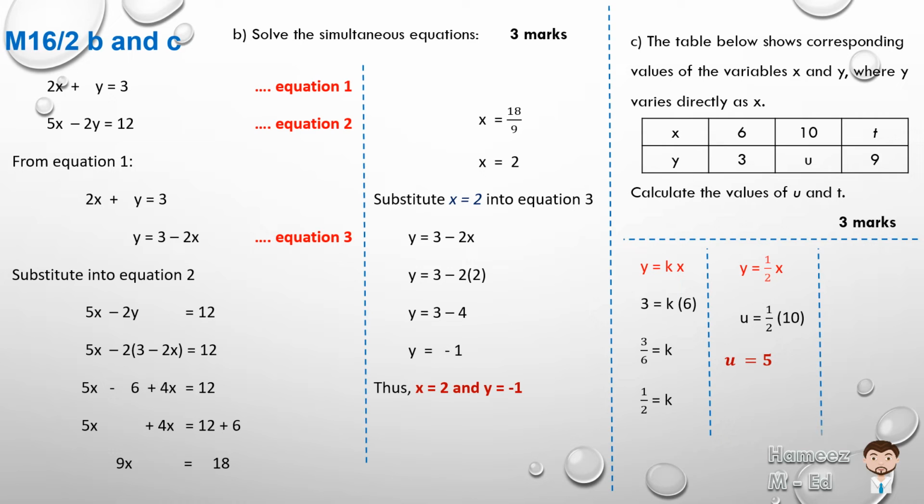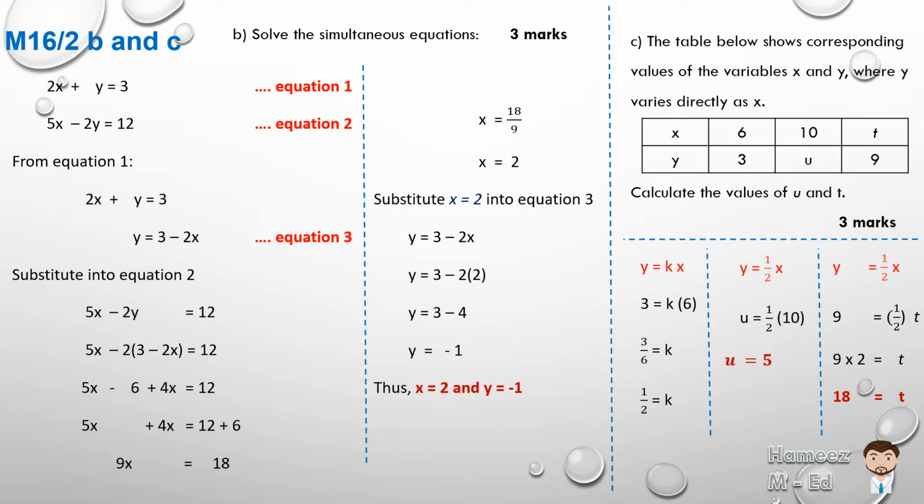And for this last column, y is equal to half x. We know y is 9. So how do we get 9? 9 is equal to half times t. And if we want t, we have on the right hand side, we need to get rid of the 2 which is in the denominator. The 2 below means the 2 is dividing.